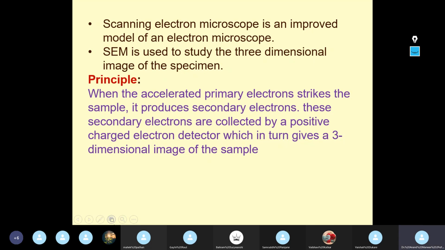So primary electrons, when they strike this sample, produce secondary electrons, and these are collected by a positively charged electron detector, because electrons have negative charge. The positive charge detector attracts these electrons and they are collected, and further sent to an amplifier. It amplifies, and then this is sent to the cathode ray tube and an image is formed. So that is the principle.